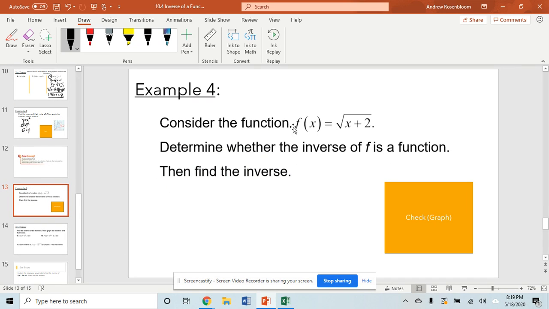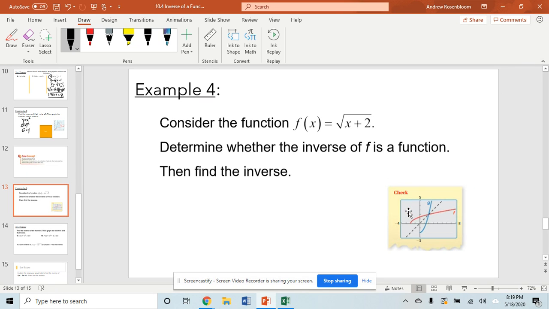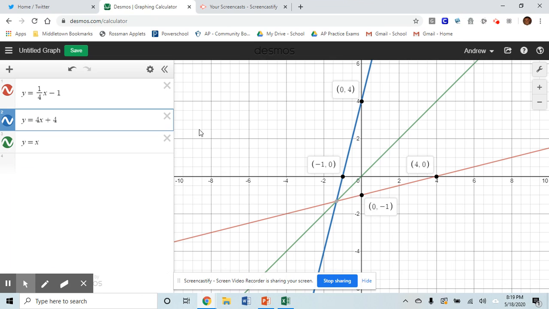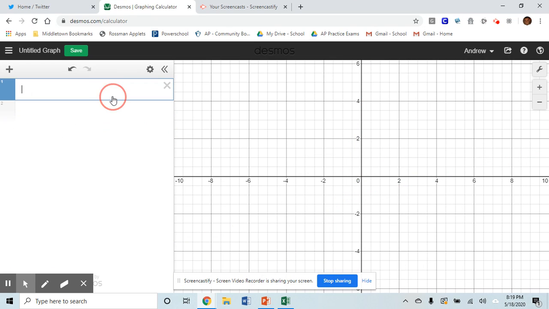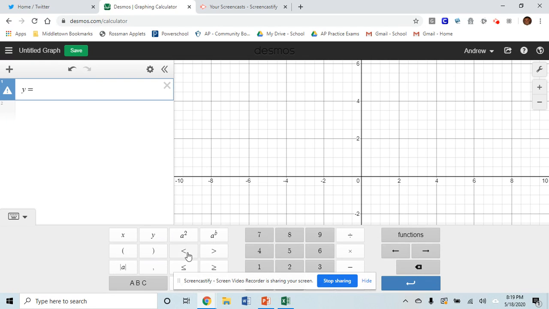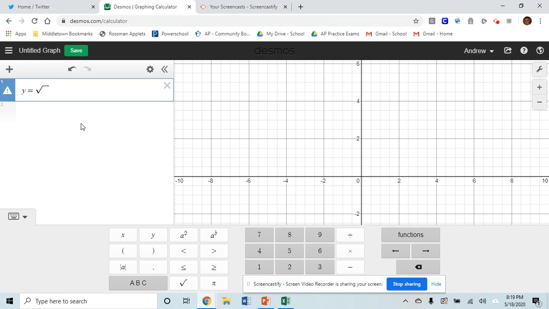So here's the graph of the function f of x equals the square root of x plus 2. Determine whether the inverse is a function, and then find the inverse. So let's take a look at the graph. Square root of x plus 2. Go back to Desmos, get rid of all this. y equals, and let me get square root in here. Square root of x plus 2.